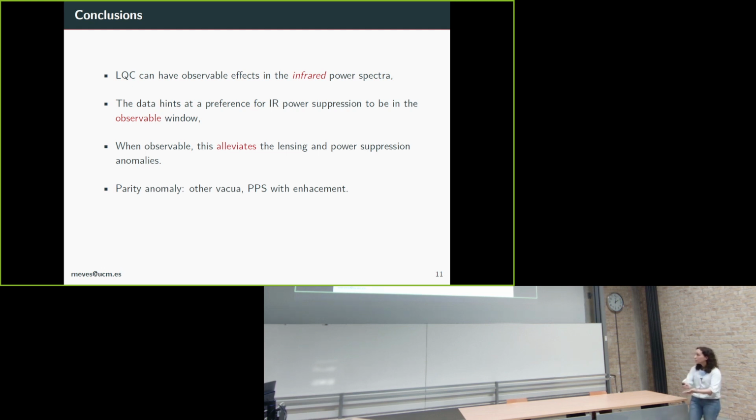and it will be in the infrared, and that the data hints at a preference for some power suppression in the infrared to be within the observable window. This can help alleviate some anomalies, the power suppression and the lensing anomaly that I showed. But for the parity anomaly, we need to study more features in the power spectra. In particular, it has been shown that power enhancement can be relevant for this anomaly to be alleviated. This is something you can also obtain in loop quantum cosmology with other choices of vacuum, and it's what we want to do in the future. So thank you.